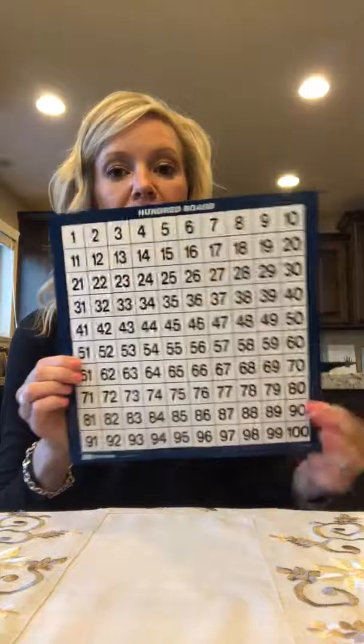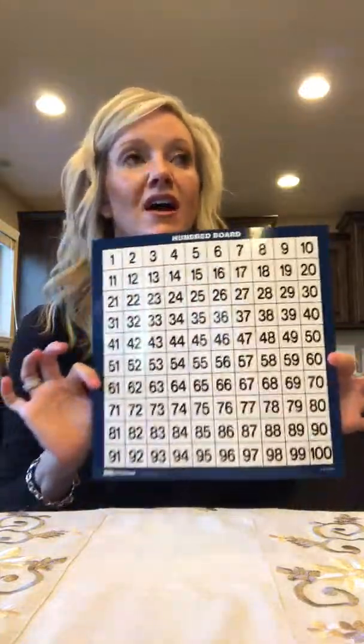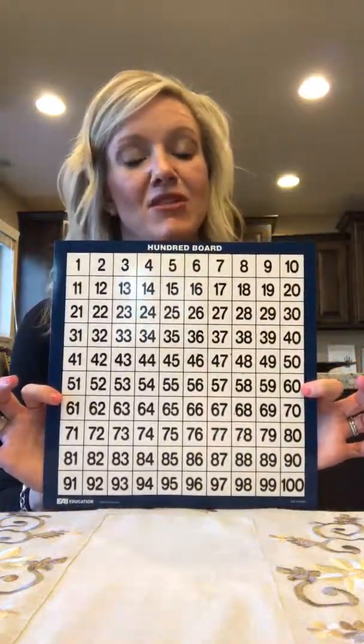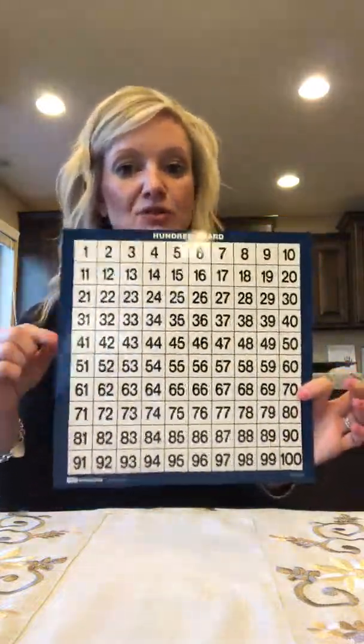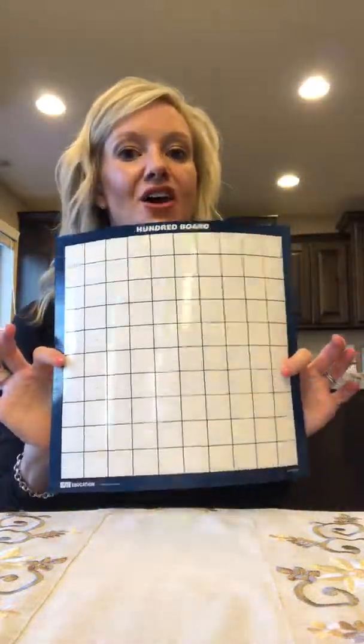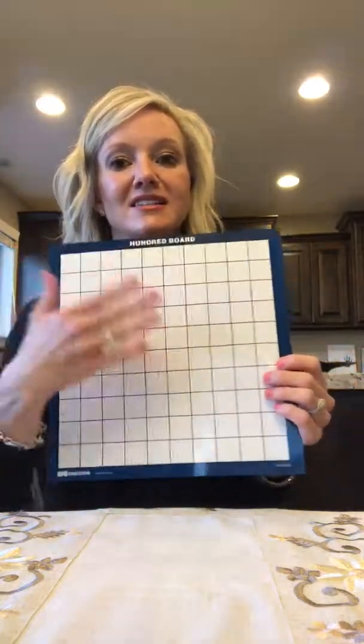This is a 100 board. It was something that I used pretty much every single day in my classroom. The thing that's really nice about this is on one side it has the numbers from 1 to 100, and then on the back side it still has the corresponding squares, but it doesn't have the numbers. And I'll tell you what I did with that in just a minute.